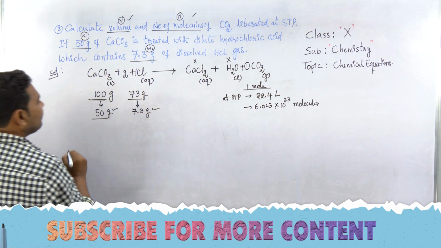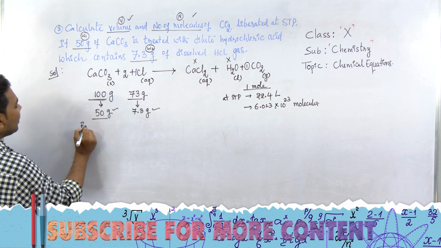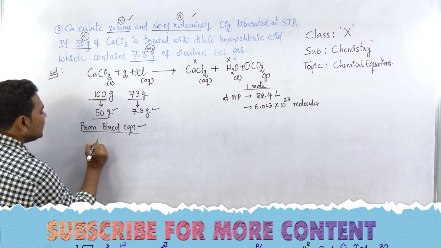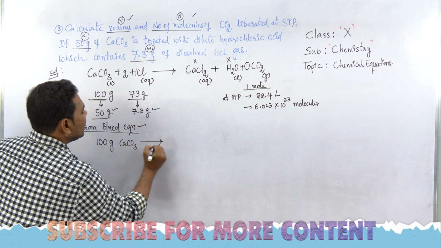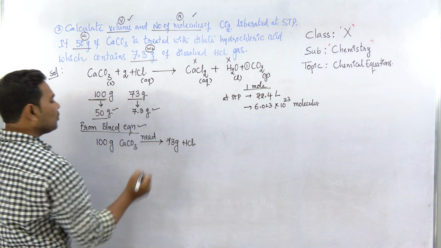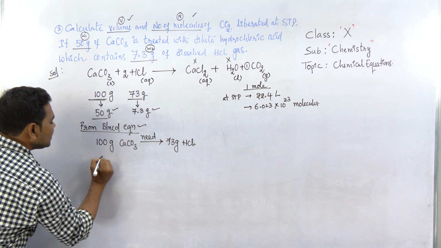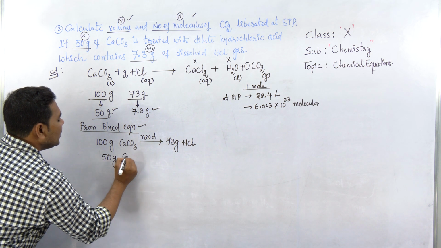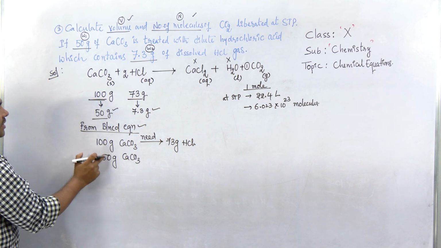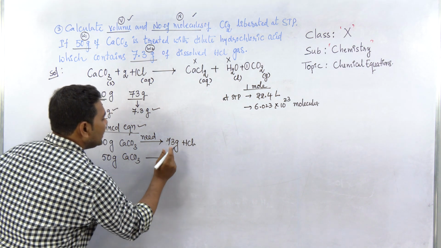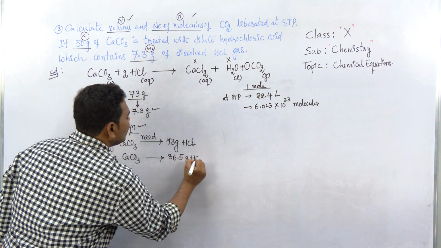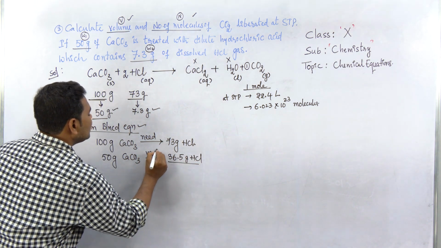Now from the balanced equation, what do we say? 100 gram CaCO3 requires 73 gram HCl, hydrochloric acid. But what weight of calcium carbonate is given? It is given 50 gram. Then 50 gram CaCO3 is half of 100 gram, the weight given is exactly half. Then 50 gram CaCO3 needs half of 73, how much is that? 36.5 gram HCl. Yes or no? Right?